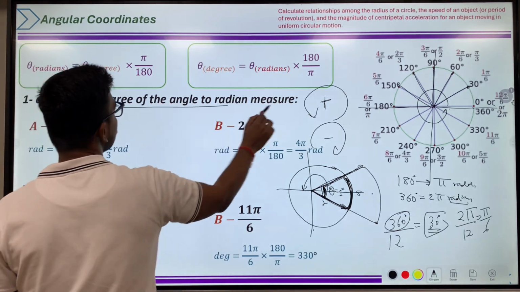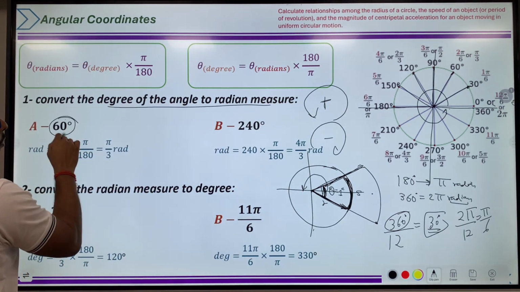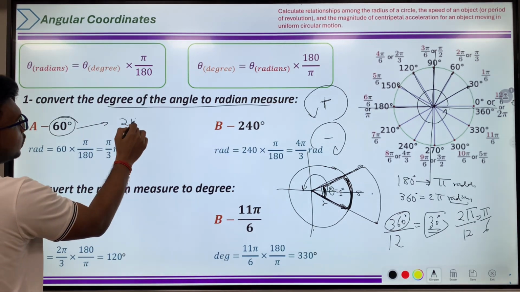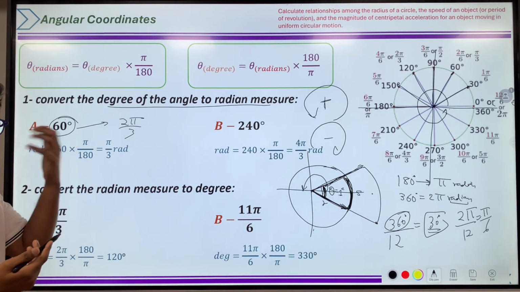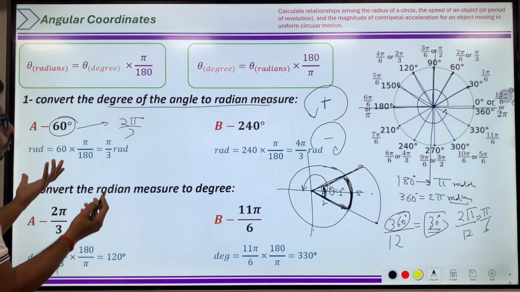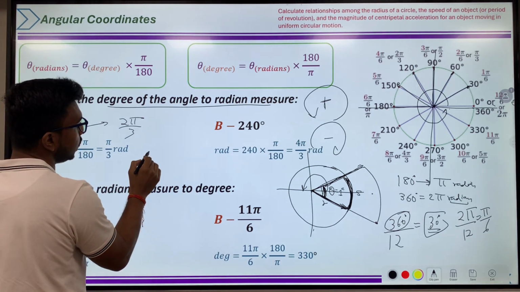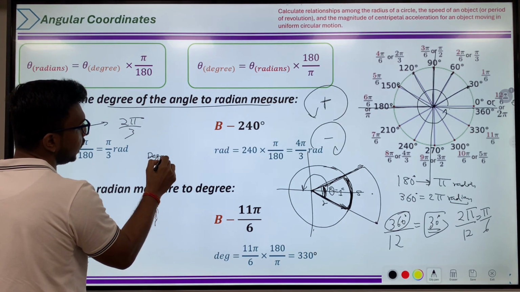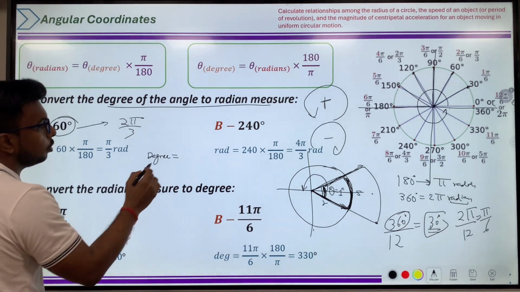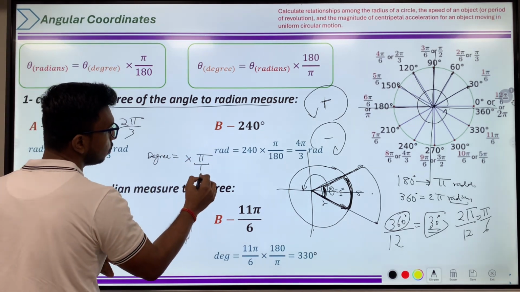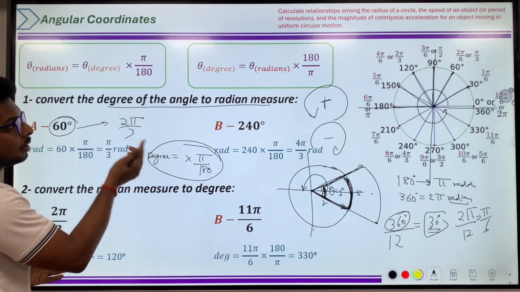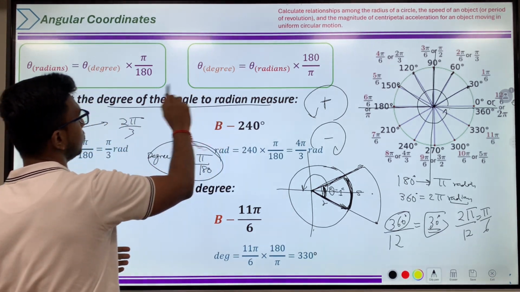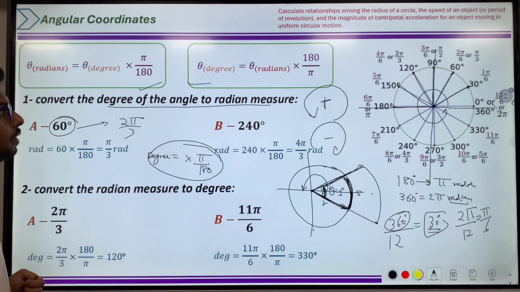Now, convert the degree of the angle to radian measurement. 60 degrees. How many times pi by 3? So 2. So 2 pi by 3. That's the answer. That's one way of analyzing it. Another way is you can always use the formula: if you have to change degrees to radians, you multiply by pi by 180. And if you have to change the reverse, then you multiply by 180 by pi. These are the expressions which are already given.